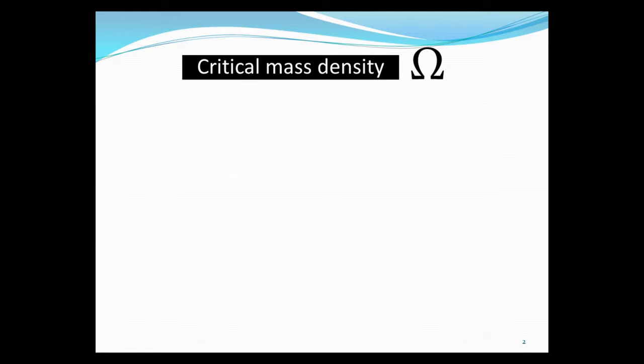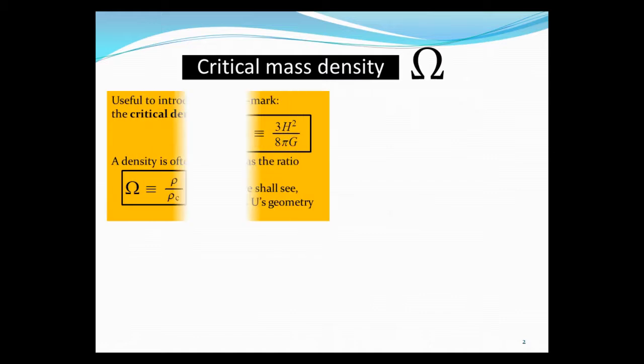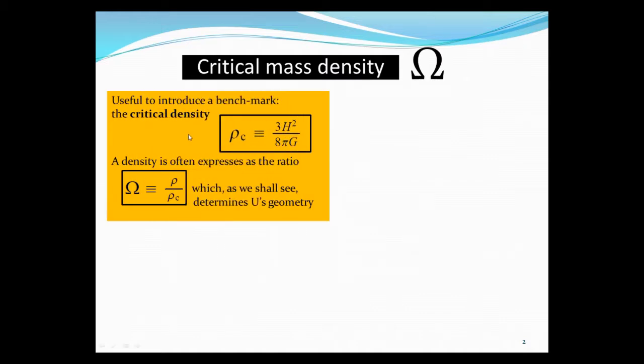Okay, this last part of lecture 21 is beyond mass: the energy content of the universe. In particular, we'll talk about so-called dark matter. We'll talk about matter content, so it's useful to introduce a benchmark value, which is called the critical density. Critical density is defined to be 3 times the Hubble constant squared divided by 8 pi Newton's constant.